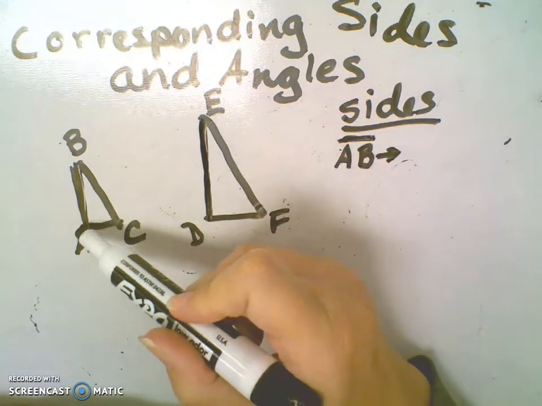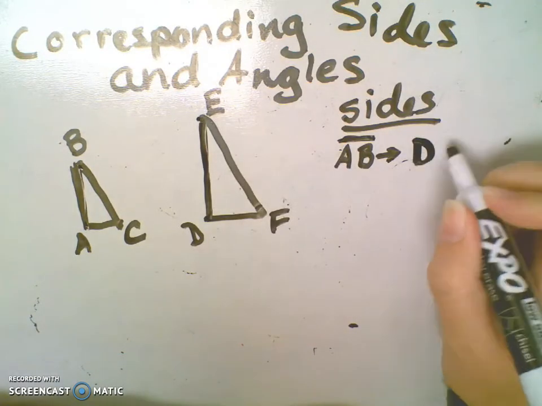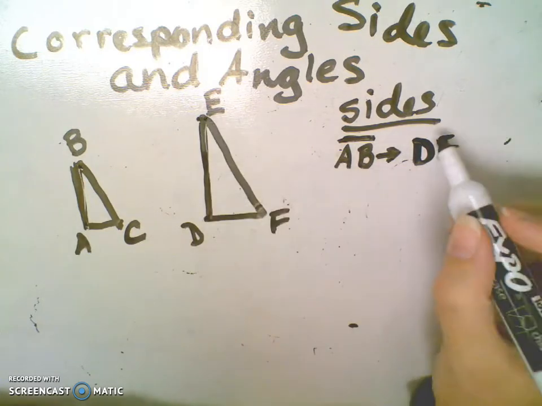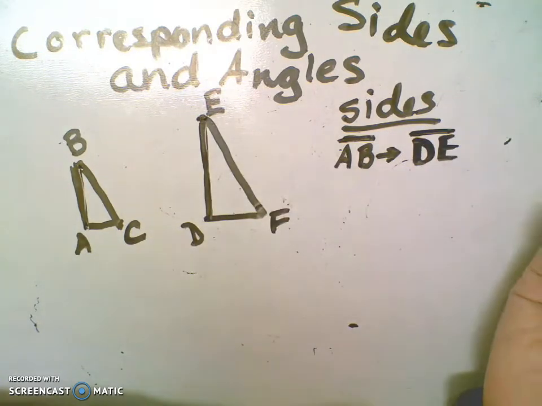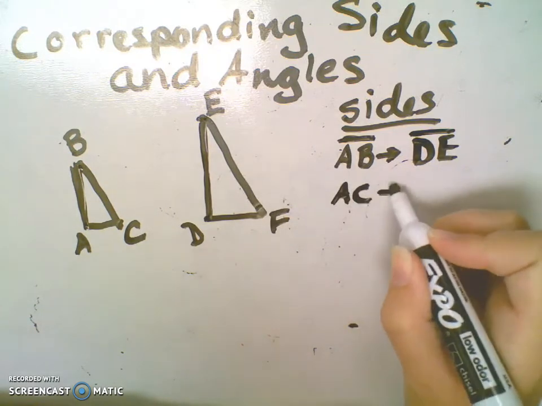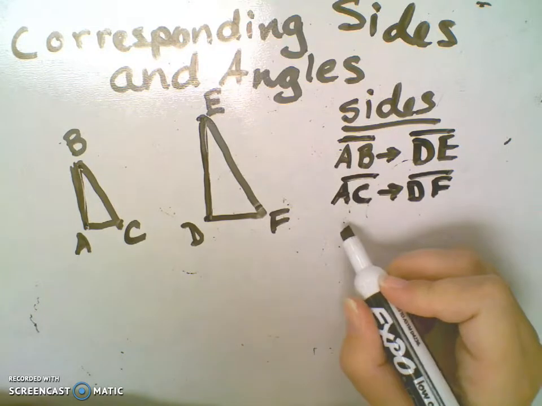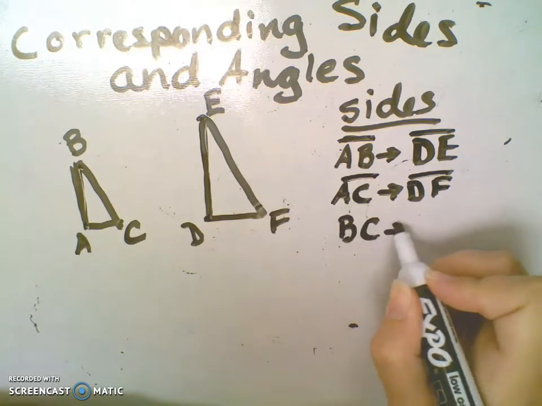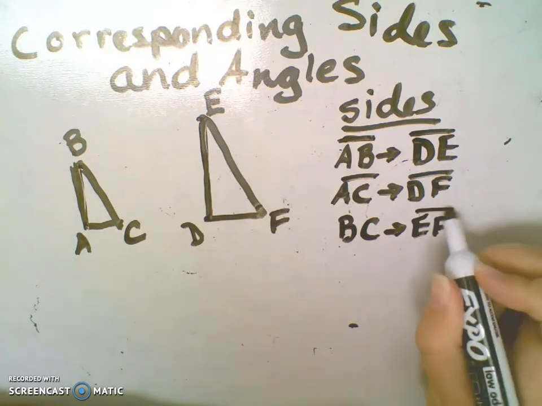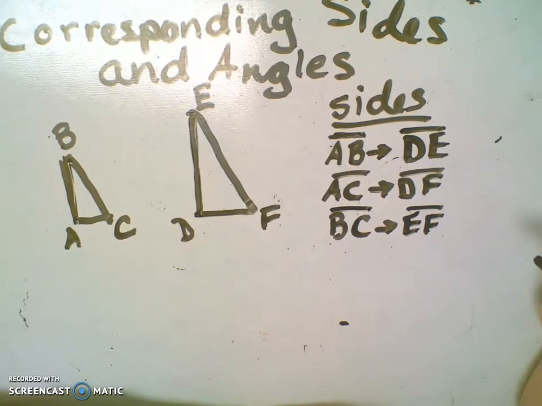Now, since I said AB, I have to say DE. If I would have said BA, then I would have had to say ED. So you just do the same thing on both shapes. My other sides would be AC, and that corresponds to DF. And then line segment BC corresponds to line segment EF. And just remember to put those lines over it because that's how we talk about line segments.